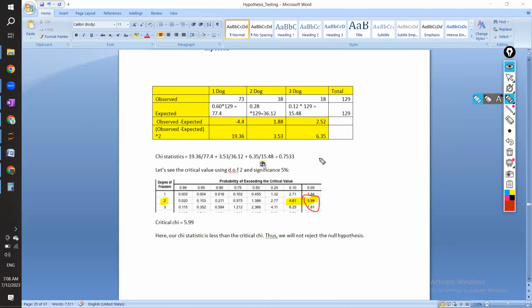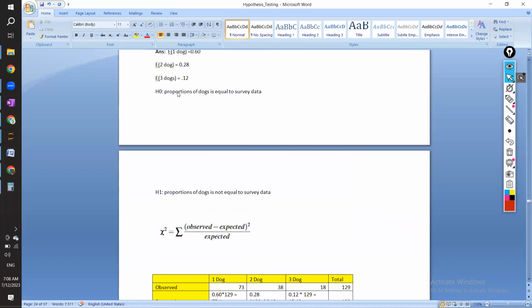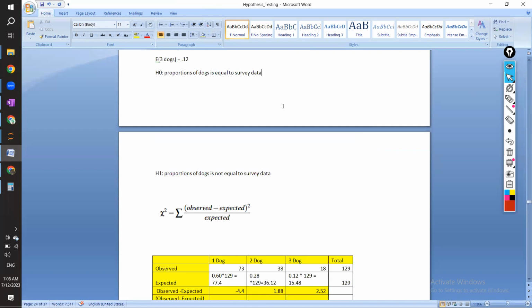So now chi-square is 0.7 and critical value is 5.99. Obviously chi-square is very much less than the critical value. So in that case, we cannot reject the null hypothesis. That means we need to accept the null hypothesis. We will not reject. So whatever the null hypothesis is saying, that the proportion of dogs is equal to the survey, that is almost equal.